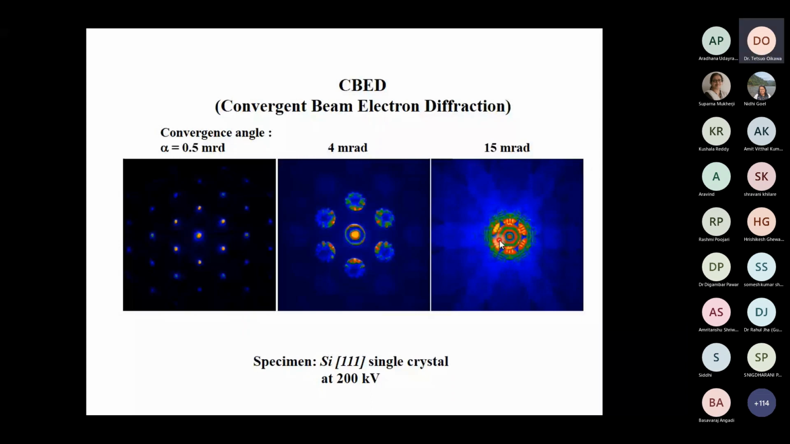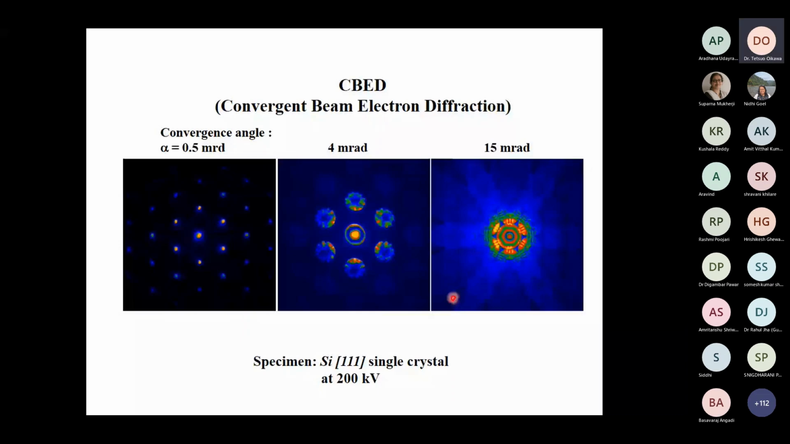Then we can observe the coherent information, and also the 3D information of the crystal can be obtained inside of the disk pattern of the CBD pattern. And also simultaneously, at higher scattering order, we can clearly observe the Kikuchi pattern like this.